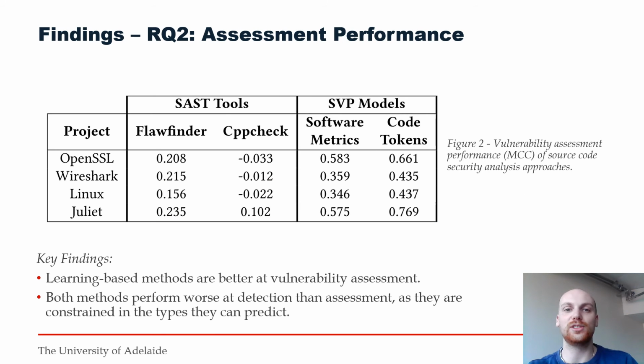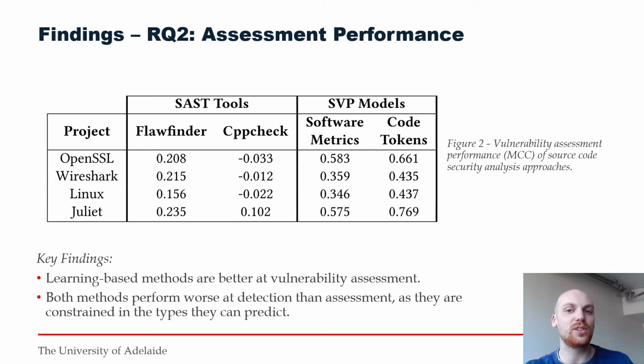For research question 2, we consider the capability of each method to predict the vulnerability type, whether they can provide us that extra information about the vulnerability. We again see that the learning-based SVP models exhibit a much better performance. But generally, the performance of both of these approaches is worse than that of the detection task from research question 1. This is because both methods are actually constrained quite heavily in the types that they can detect.